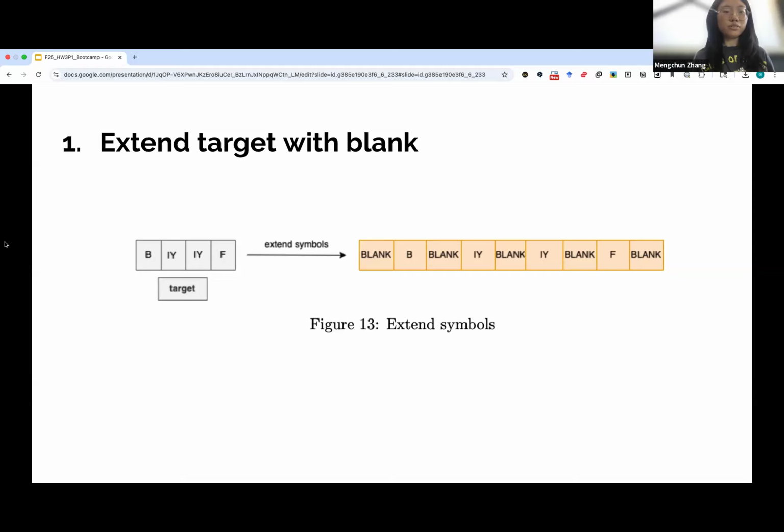Also, when you add a blank, it helps to separate repeated characters in the word. For example, in this word, there are two E's in the target sequence. So when we add the blank between them, we prevent these two E's from being merged into only one E at the end. And here is a visualization of how the final extended target sequence looks after we add the blanks.